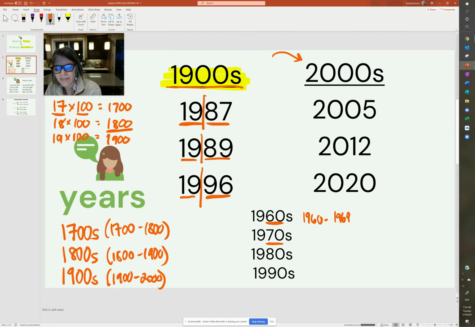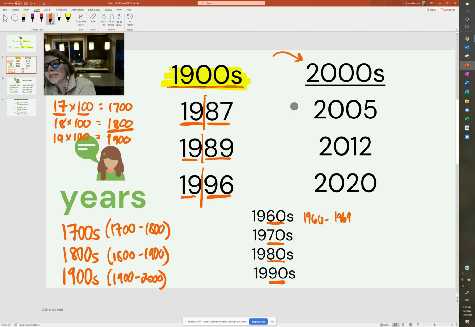The 1970s, the 1980s, the 1990s. Okay? And then we get up to the 2000s, but there's a problem. We can still divide this and say 20, but we can't say 25 because 25 sounds like this. So we have to make sure that we say this digit. We say 2005.